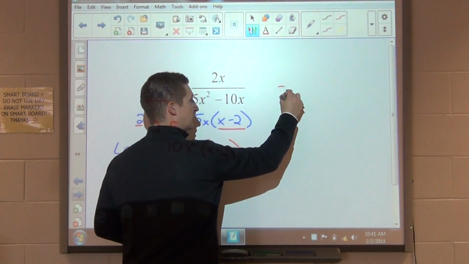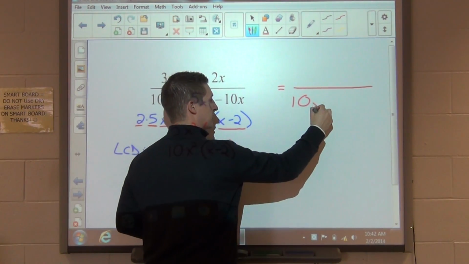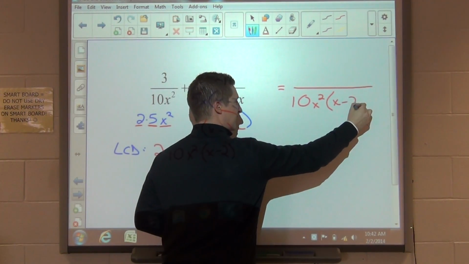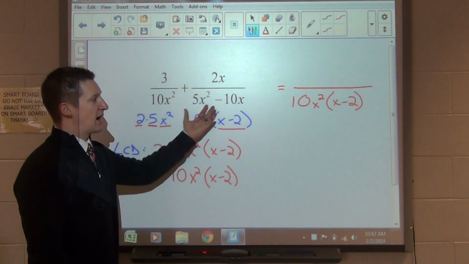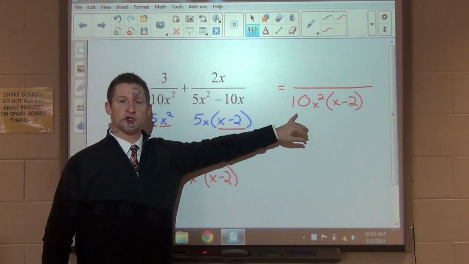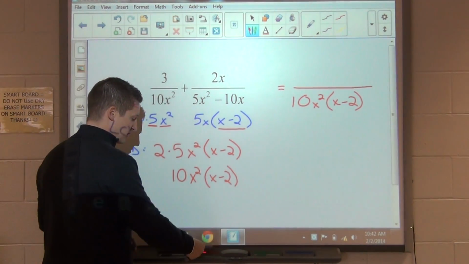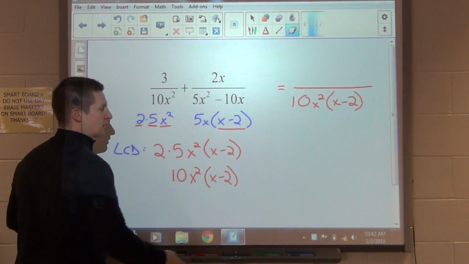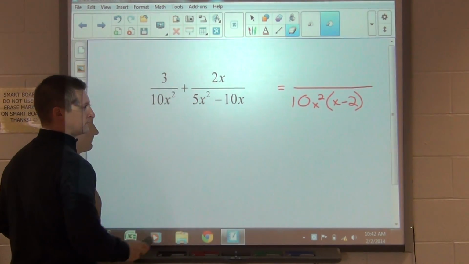Now, I'll write that over here so we remember this is what we want for a denominator. 10x squared times x minus 2. Now, thinking about how we turn each of these fractions into a fraction with that denominator, focusing first on the fraction on the left, I'm going to erase this just to make some room.